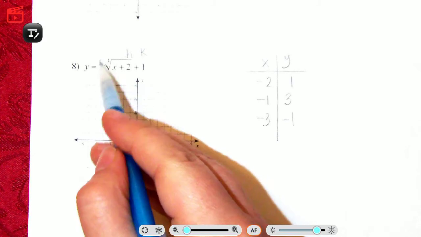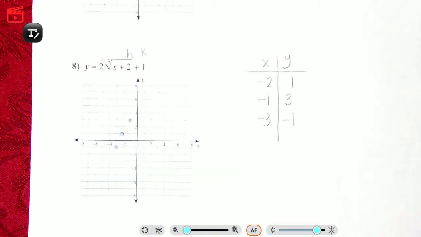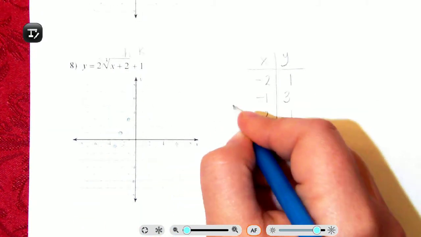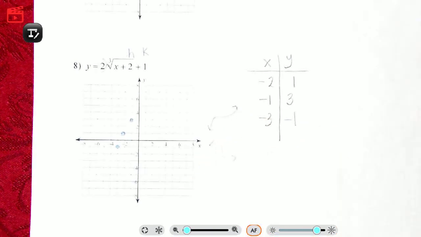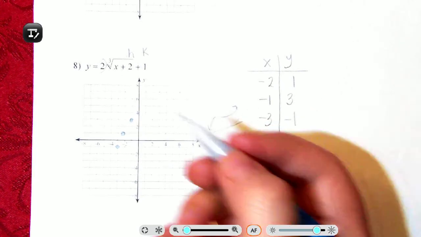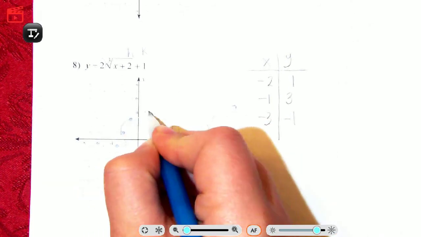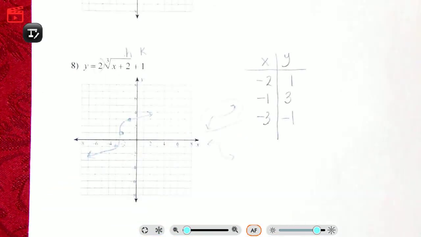Again, looking at our A value, it's going to be an increasing function. Again, for cube root, these are our options. Because it is increasing, choosing that one. And there you have it.